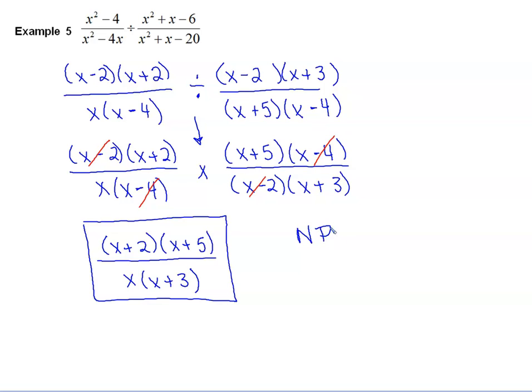NPV values. So I'm looking here, I know that x cannot be equal to 0. It can't be equal to 4. It can't be equal to -3. It can't be equal to 2. And because this was on the denominator, at one point we are going to include that it can't be equal to -5.